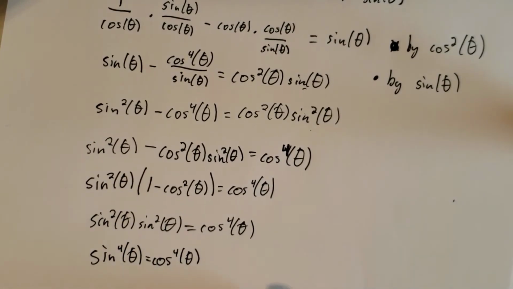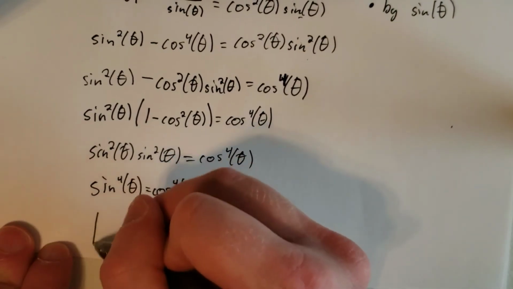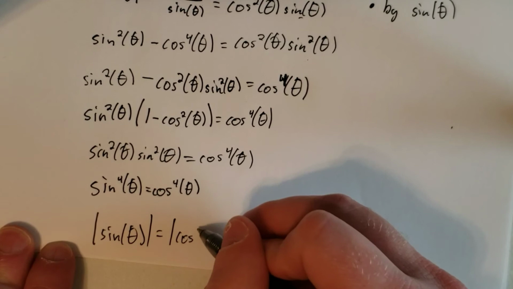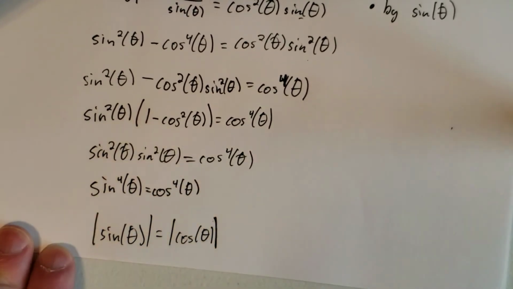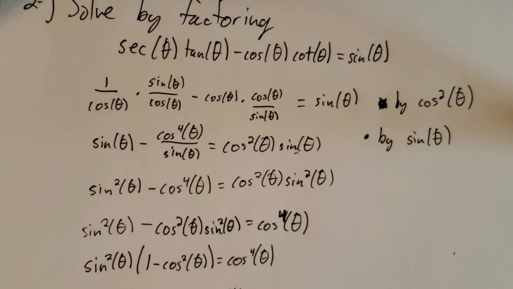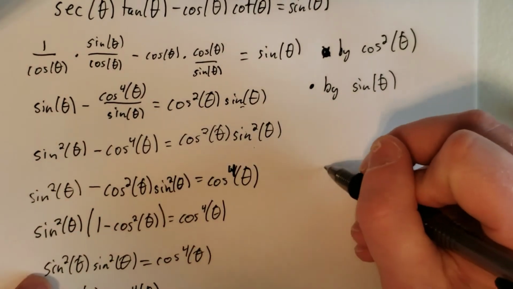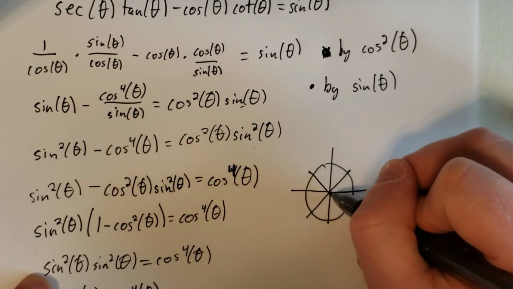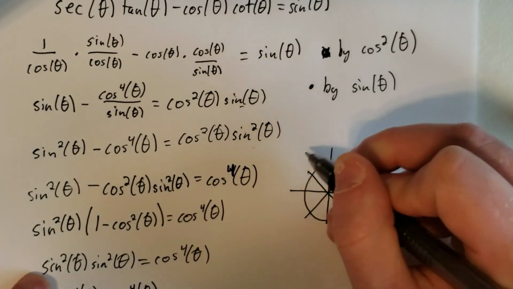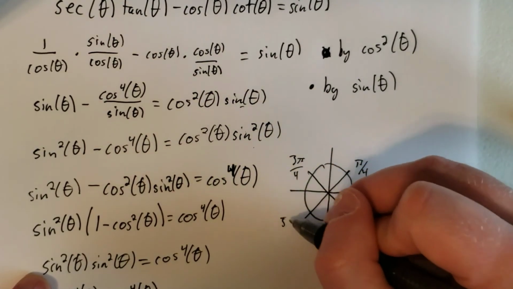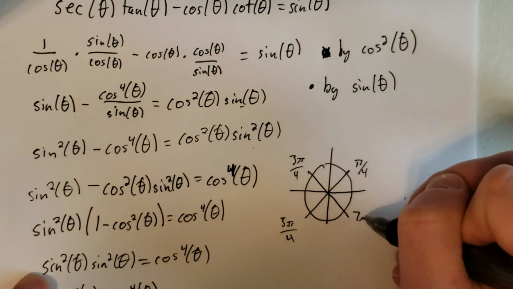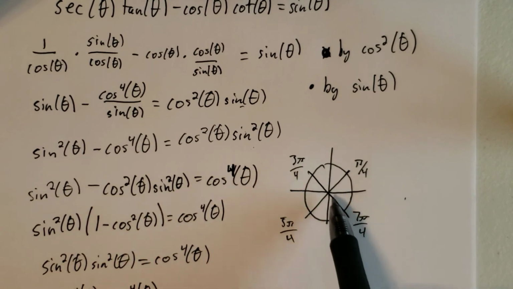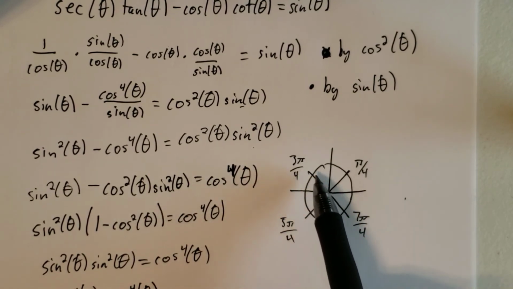If we take the 4th root of both sides, this tells us that the absolute value of sine of theta must equal the absolute value of cosine of theta. So when do those equal each other? Well, those equal each other at these angles: pi over 4, 3 pi over 4, 5 pi over 4, and 7 pi over 4. And notice cosine and sine don't equal each other along this line, but their absolute values do equal each other.